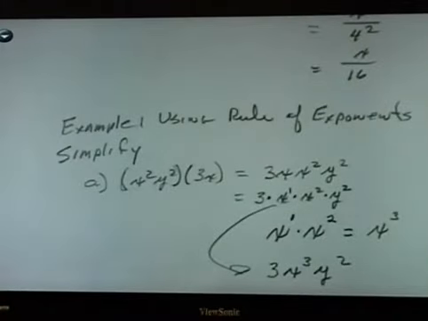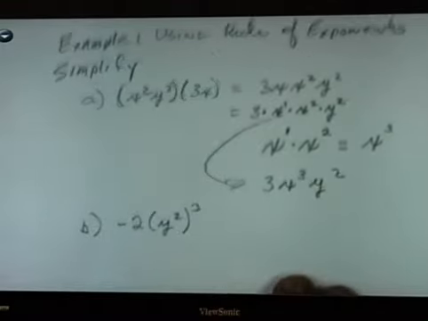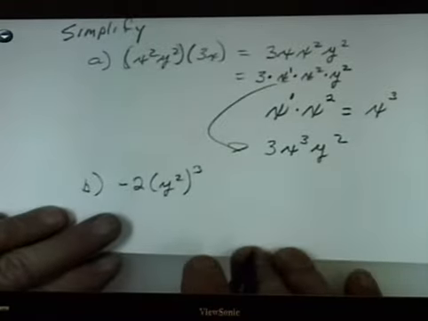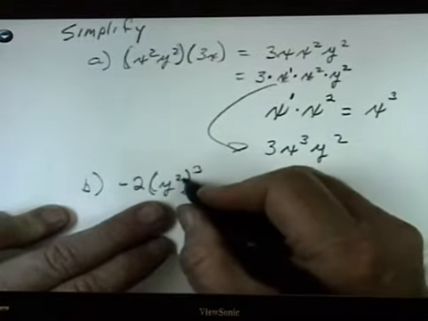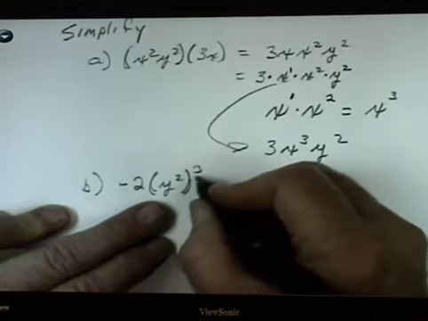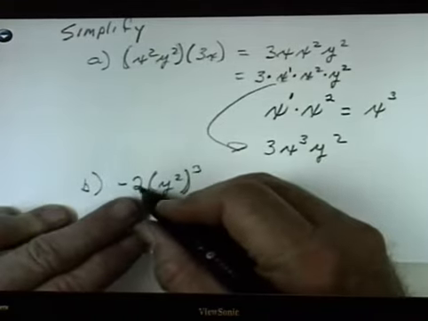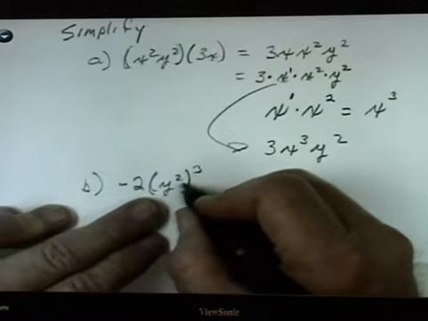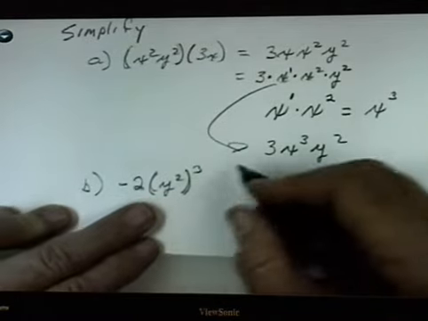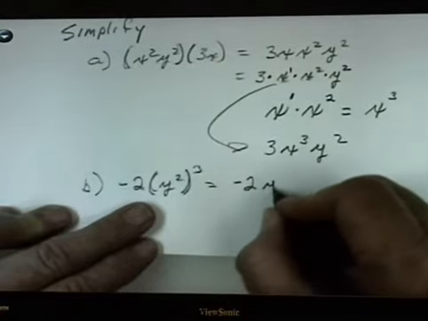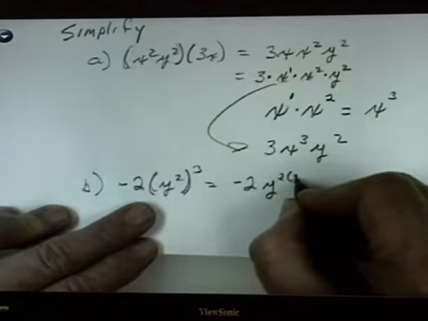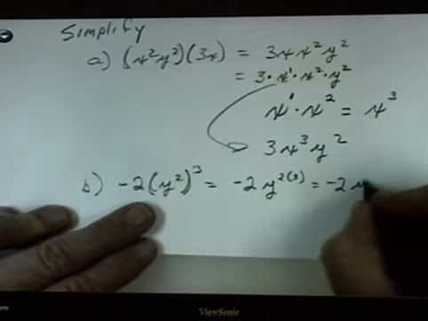Let's look at B. We have a minus 2 times y squared, cubed. Now when we have parentheses around this y term, it means we're going to cube what's in the parentheses. We're going to take it to the 3rd power. We're not going to take this 2 to the 3rd power. We're just taking the y squared to the 3rd power. So that's going to be a minus 2 times y to the 2 times 3, which is a minus 2 y to the 6th.